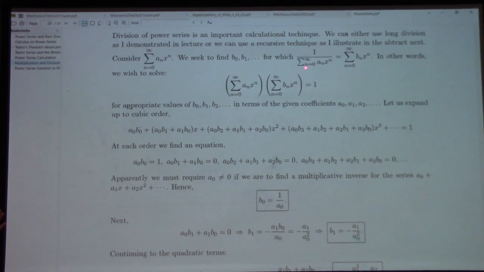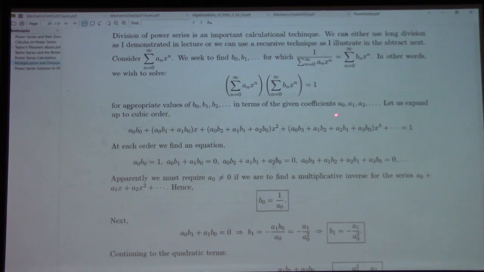And so to find the reciprocal series is tantamount to finding a series such that you multiply the given series by that new series and get 1, right? But because we multiply series order by order, that gives us all kinds of equations at each order for the coefficients that we don't know in terms of the coefficients we do know.